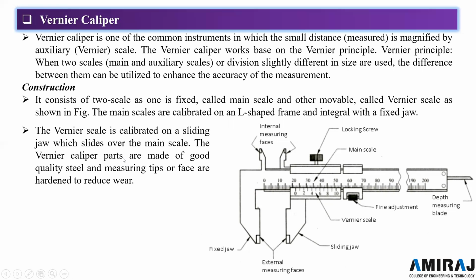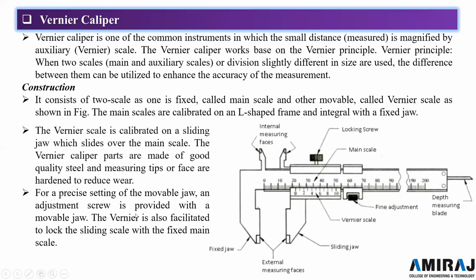The vernier caliper parts are made of good quality steel, and measuring tip or face are hardened to reduce wear. और जो मेजरिंग टिप है वो यहाँ पे हार्डन की गई होगी, ठीक है, ताकि जो वियर और टीयर है उसको रिड्यूस कर सके. For precision setting of movable jaw, an adjustment screw is provided with movable jaw, and the vernier is also facilitated to lock the sliding scale with a fixed scale.